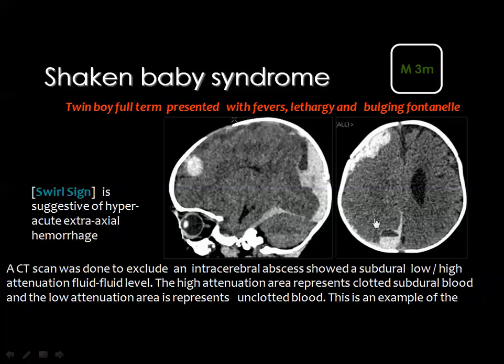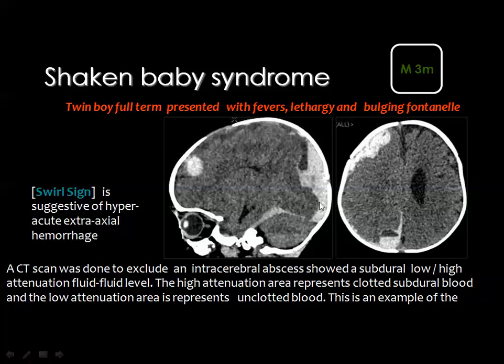And this is also a subdural bleeding secondary to this syndrome, which is the shaken baby syndrome, where the CT scan in the axial images showed the presence of blood in the subdural space. And this blood is of two components, a hyperdense component and a hypodense component. And this is known as a swirl sign, and it means that there is a hyperacute bleeding, which is a very, very recent bleeding of mixed densities.